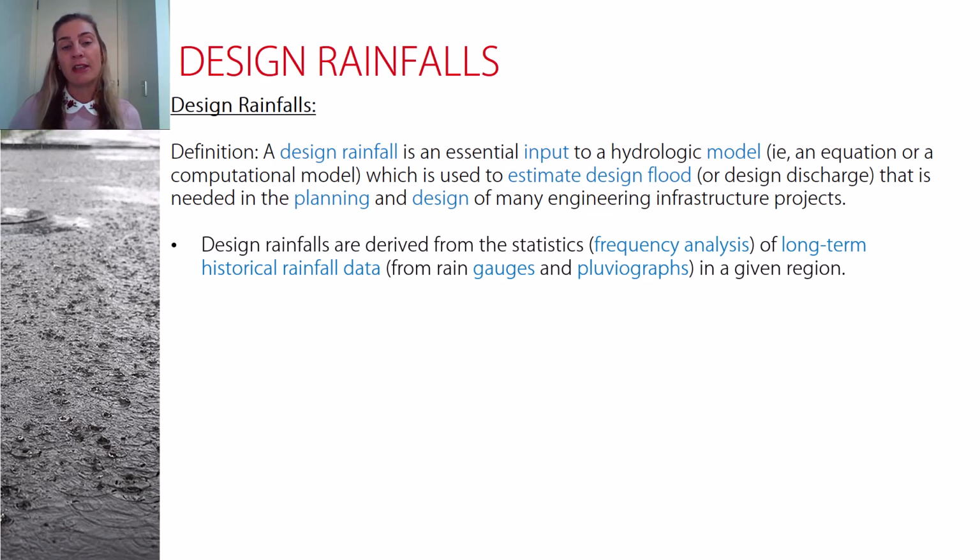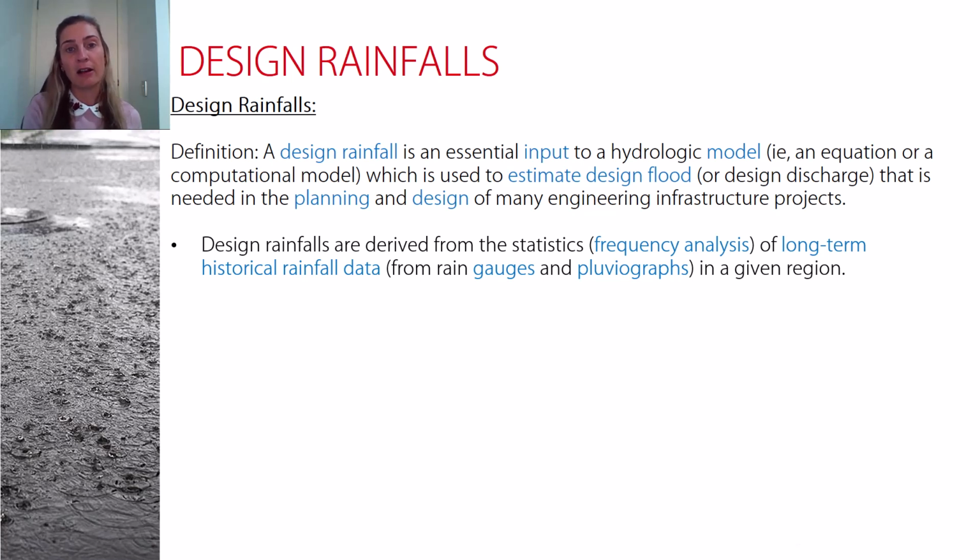Design rainfalls come from statistical analysis. It's what we call a frequency analysis of long-term historical data. So we have a long-term record, let's say 30 years of rainfall records, and then we analyze the probability of a certain intensity of rainfall occurring in a given year. So we determine how probable it is to experience that particular amount of rainfall in a given year. This is what we call frequency analysis.